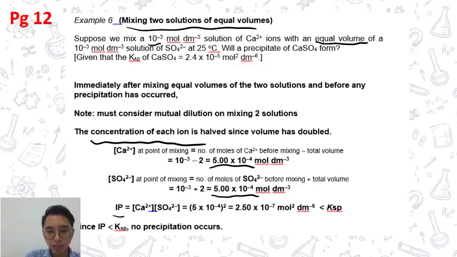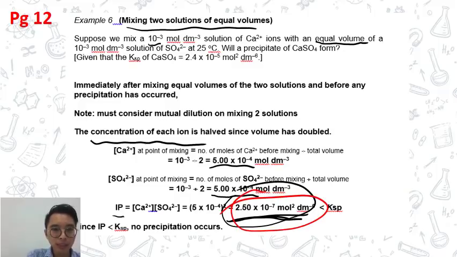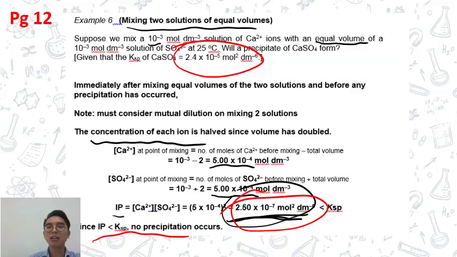Let's find the ionic product, multiply them together. This is my ionic product. We compare this value versus my KSP, 2.4 times 10 to the power minus 5. We will see the ionic product is less than KSP, so therefore no precipitation occurs. Okay, so this is how you make use of ionic product.